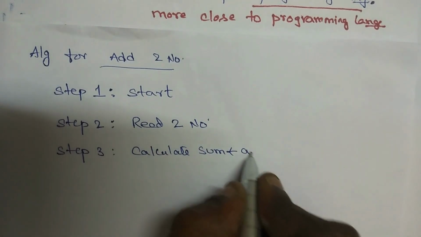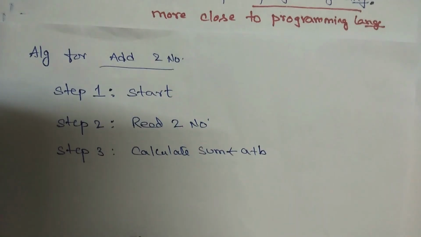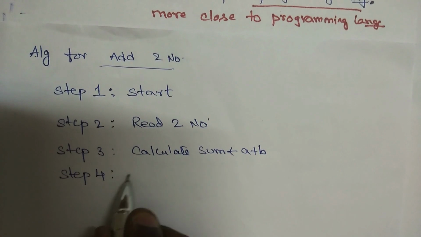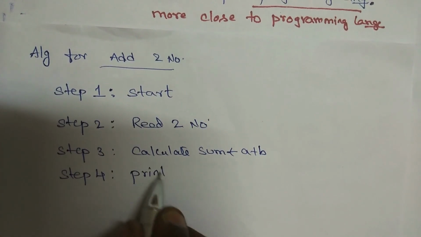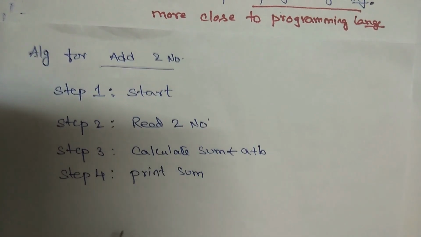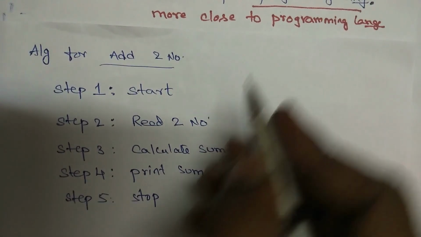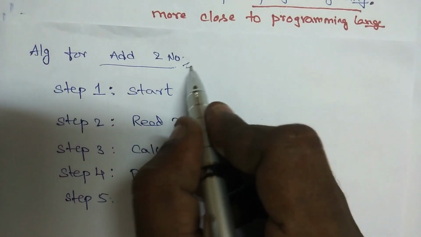The sum we get by adding the two values. If I know the result, then I have to show it as output. That is, print my result. That is the sum I have to display. And finally, we have to stop. It is the algorithm to solve a given problem.